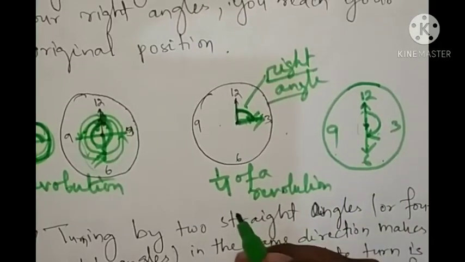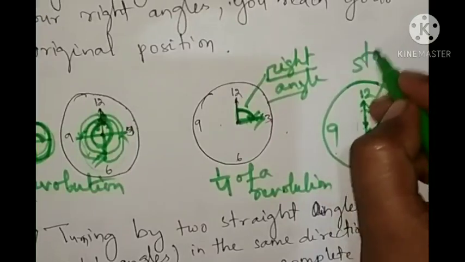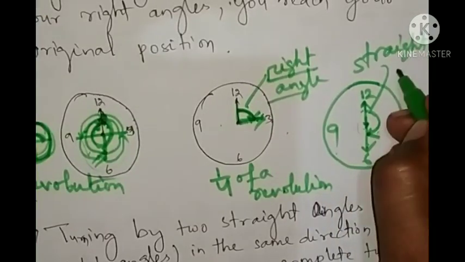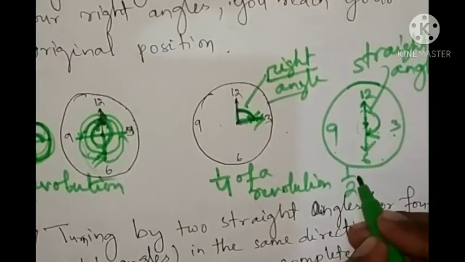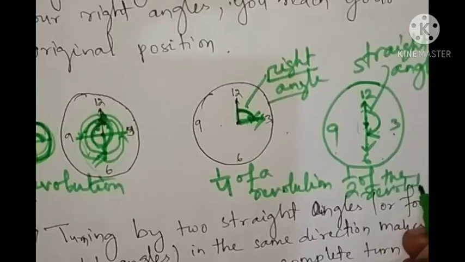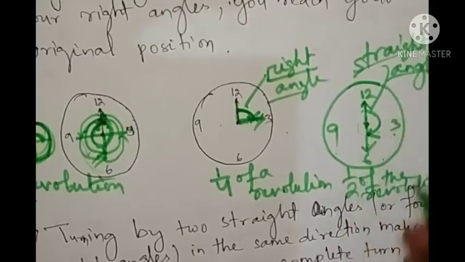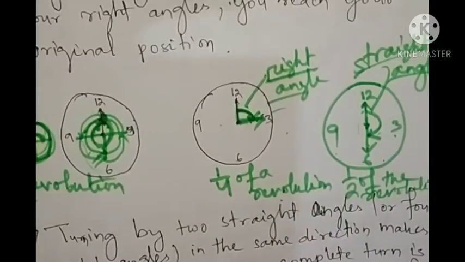So that straight angle, one straight angle is what? It is forming half of the revolution. So straight angle is half of the revolution, right angle is 1/4 of a revolution.